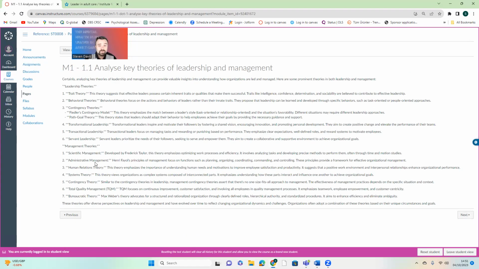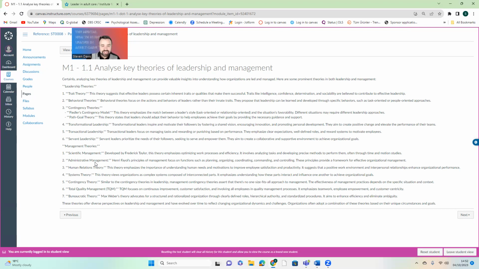Within unit 1, you need to analyze key theories of leadership and management. On this page, I've listed lots of key theories in leadership and management. So you've got your trait theory, behavioral theories, right through to transformational, transactional. You don't need to learn all of these. You don't need to have them all off the top of your head. The ones I think are most relevant to you within health and social care are definitely transformational and transactional leadership. They're very contemporary with the NHS. They're very contemporary within health and social care.